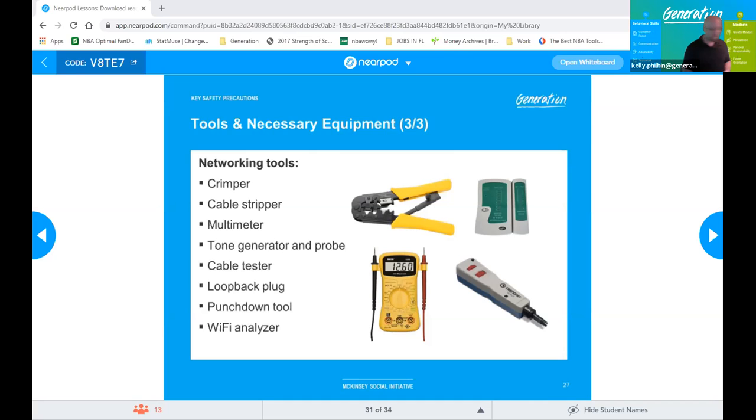Another really great one, if you are making your own cables for the office: a lot of times they just buy the cables, but larger companies, if they want to save money, will go ahead and make the cables themselves. They will use something called a cable tester. It looks like this. Basically it's two pieces that are connected, and in one end you plug in one part of the cable, and in the other you plug in the other.